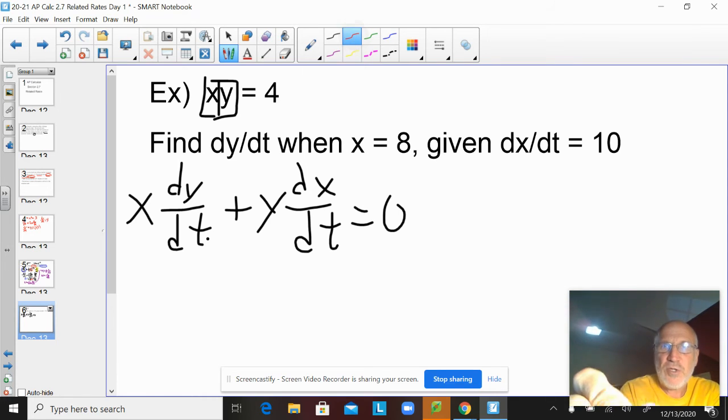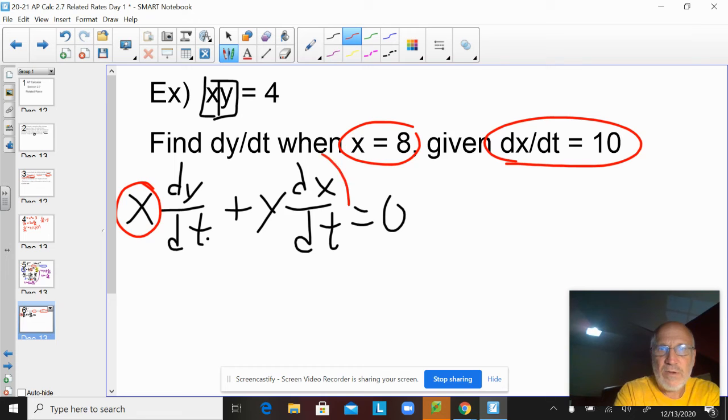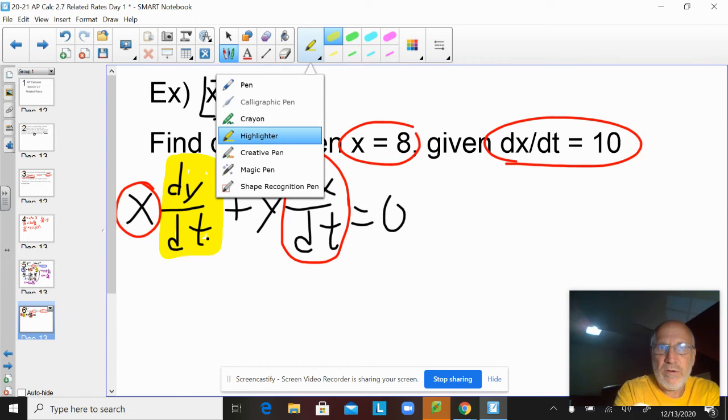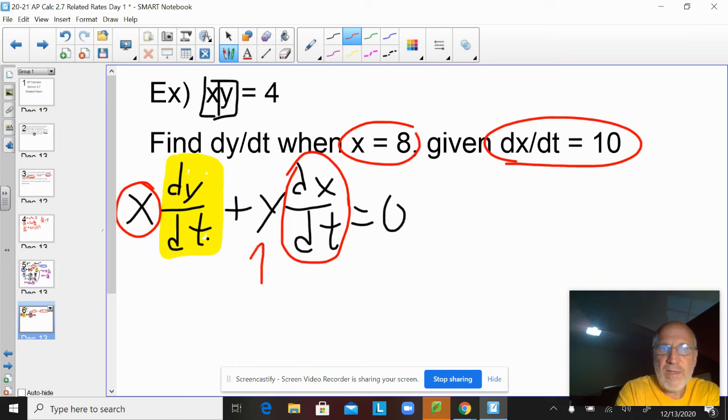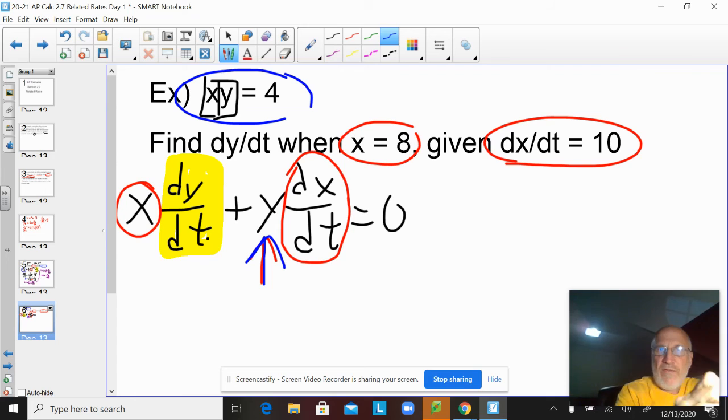I'm going to start substituting some stuff in here. x equals 8. That's going to go in there. dx/dt is 10. That goes in. dy/dt is what I'm trying to find. You'll notice I have a variable here, in particular y, but I don't appear to have a number for it. So we have an equation here. We may have to go back and figure that out.